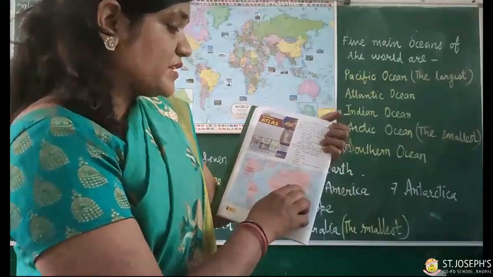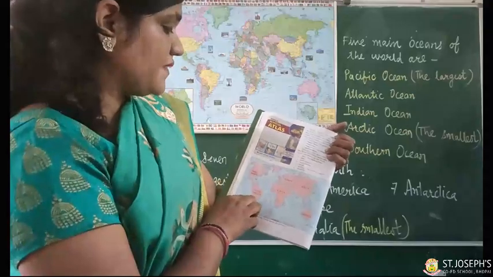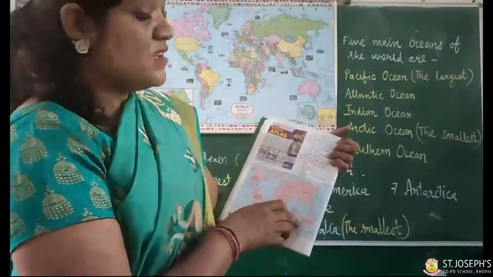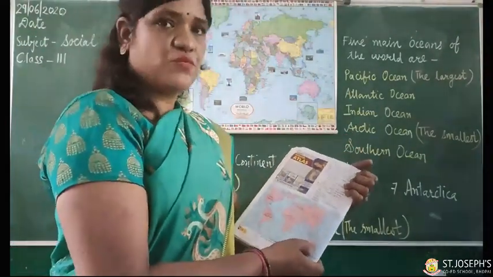Now let's talk about continents. First one is Asia, the largest one. Second one is North America, then South America, then Africa, then Europe, and the last one is Australia. Asia is the largest one and Australia is the smallest one.